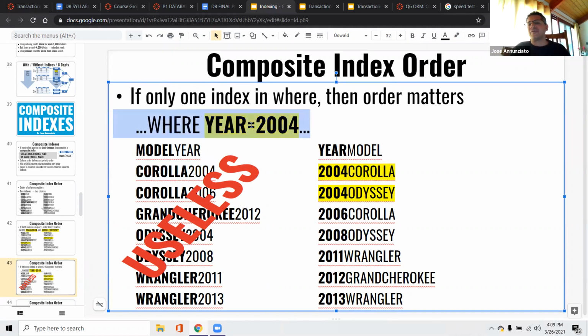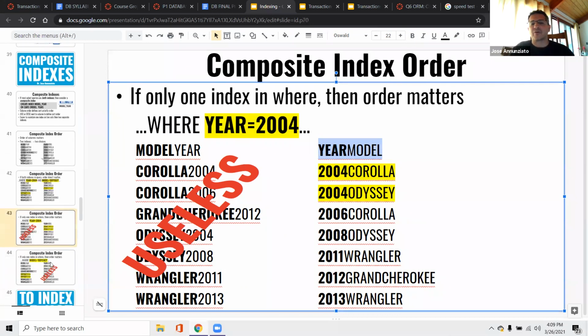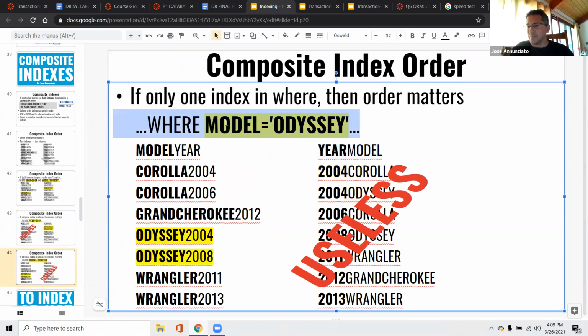So if you're using one field in your where clause, then the order does matter. Same thing if your query were only using the model: then the left-hand side is useful, that is model year and not year model. If you went with year model and your query started with model, then this ordering is useless to you.